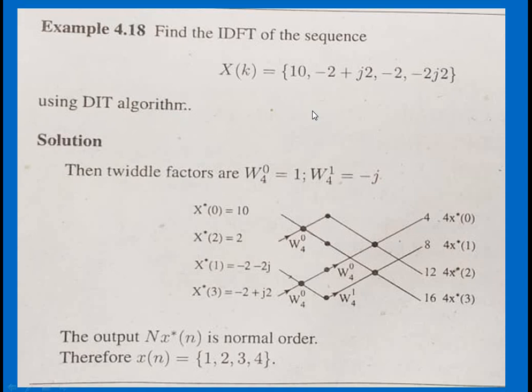After finding the number of stages we can do the bit reversal. Here we require only 2 bits: 00, 01, 10, 11. We do the bit reversal on the input side for the DIT algorithm. It means we are arranging the even numbers first and then the odd numbers.